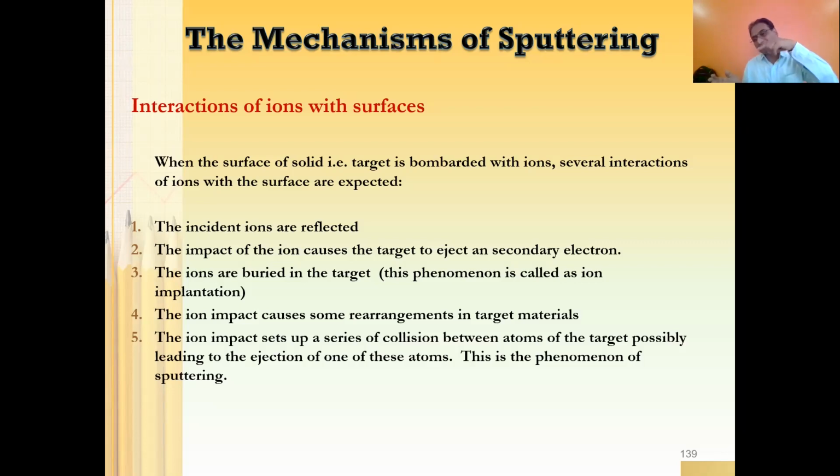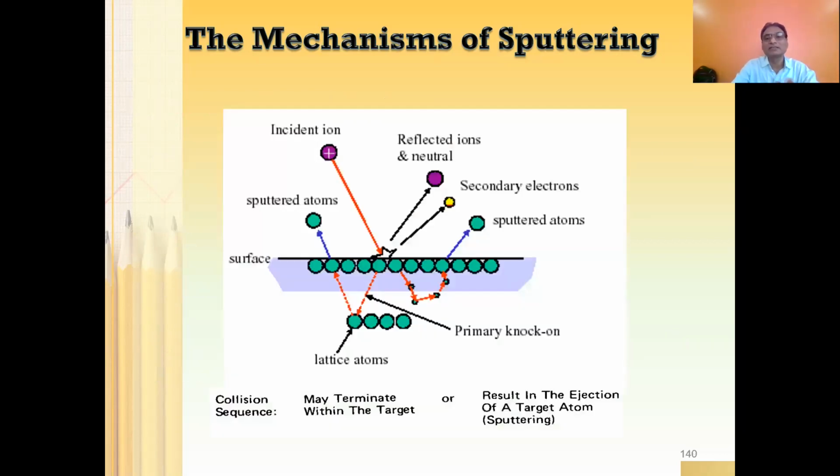So whenever these energetic particles hit the surface, a series of collisions takes place, and most likely one or two atoms are going to be dislodged from the target. This dislodging is nothing but sputtering, and those dislodged atoms we collect on the substrate. This is how we can deposit the material. Okay, so this is the basic. I'm going to explain the same thing using this diagram now.